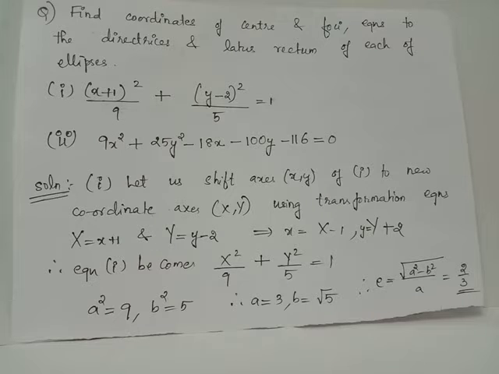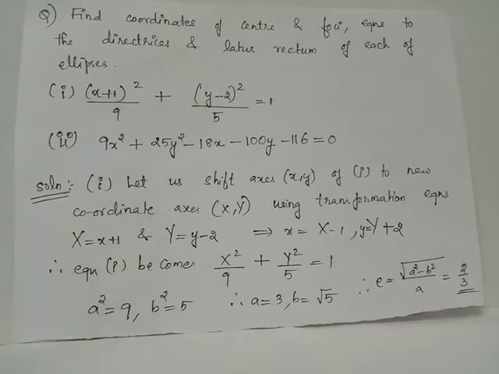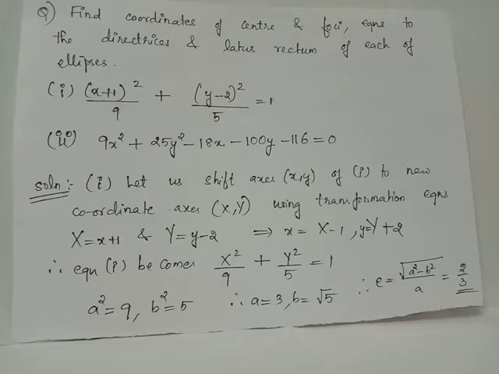Find the coordinates of center and foci, equations to directrices and latus rectum of the ellipse given by the equation 9x² + 25y² − 18x − 100y − 116 = 0. We will rewrite this equation of ellipse to the form (x − h)²/a² + (y − k)²/b² = 1.